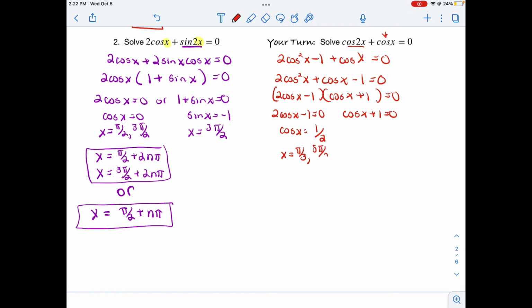And then cosine is positive in quadrants 1 and 4. And so the angle in quadrant 4 that has a reference angle pi over 3 is 5 pi over 3. And then I know the angle that has a cosine of -1 is pi from my unit circle. So my answer to this problem is x equals pi over 3 plus 2n pi, x equals 5 pi over 3 plus 2n pi, and x equals pi plus 2n pi.